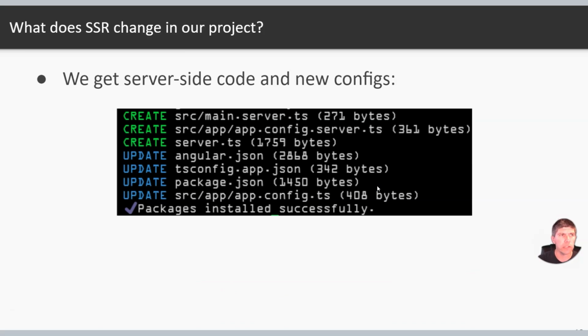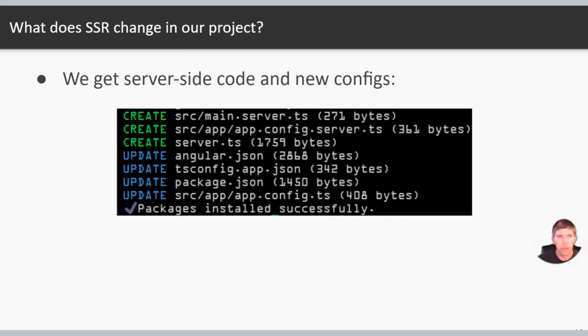So what's the difference between an SSR project and a regular Angular project? This is the output in the terminal of the schematic when you run this command to add server-side rendering. So you can see that 3 new files are created: a main.server.ts, a server.config.ts, and a server.ts. So 3 server-side files are created. Angular JSON is updated, of course, the TypeScript config, package JSON, because there's more dependencies, and the app config.